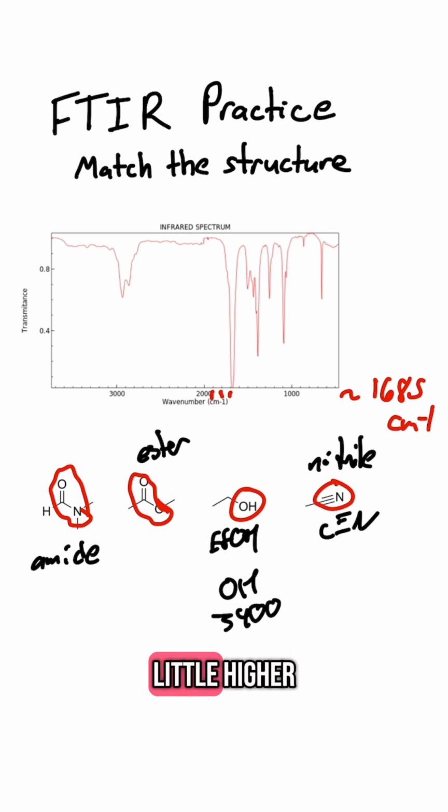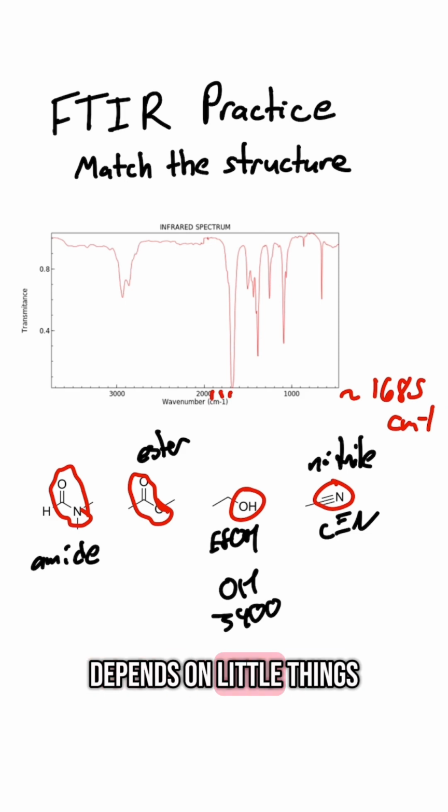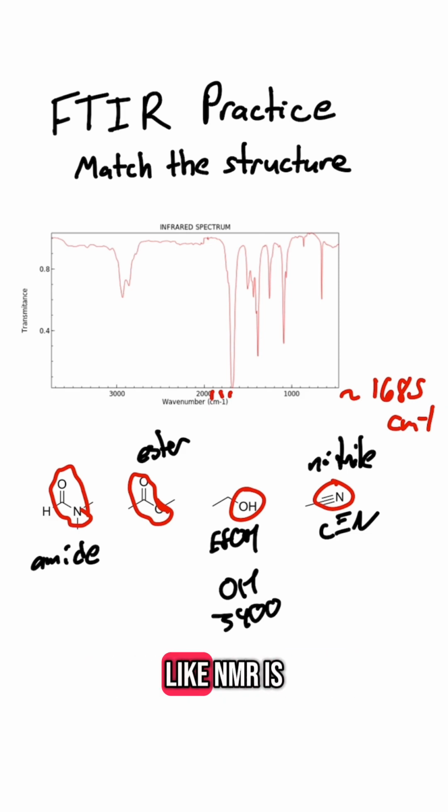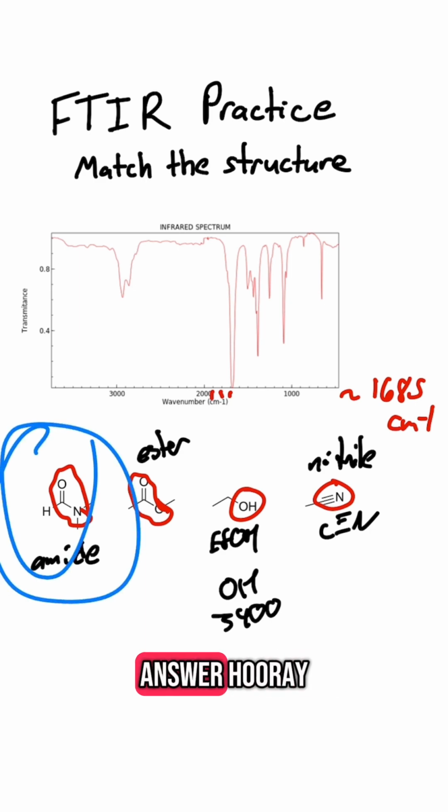This ester is going to be a little higher. It's probably going to be around 1750. Depending on what you have on the other side of that ester, it might be as high as like 1785, 1787. Sometimes it's a little bit lower. Remember, these aren't exact. It all depends on little things. That's why it's mainly qualitative. That's why NMR is the best thing out there. But based off of what we know now with the carbonyl, our answer is this amide right here, and I will circle it for you. This is our answer. Hooray!